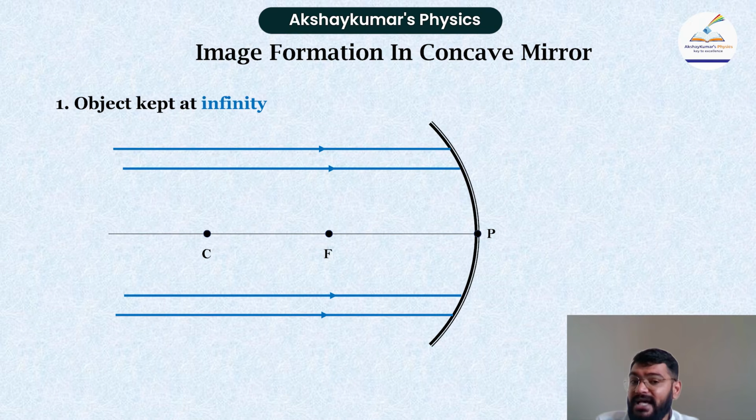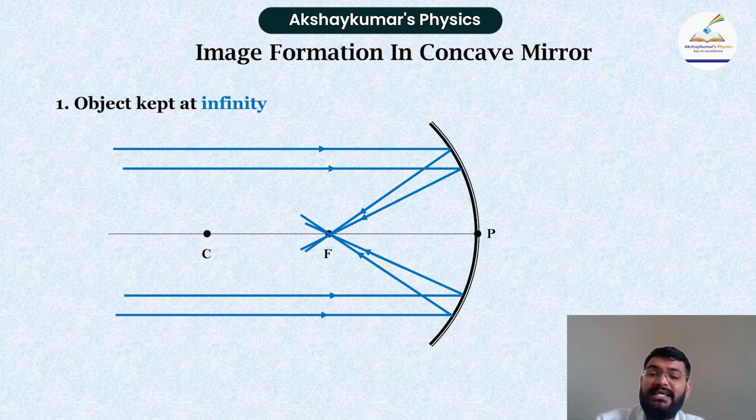Now, if the rays are going to meet at focus, इसका मतलब है जो भी ऑब्जेक्ट इंफिनिटी पे थी उसका जो इमेज है वो बनेगा फोकस पे. You can see that all the rays from all the points of the object are meeting at a single point, that is focus.